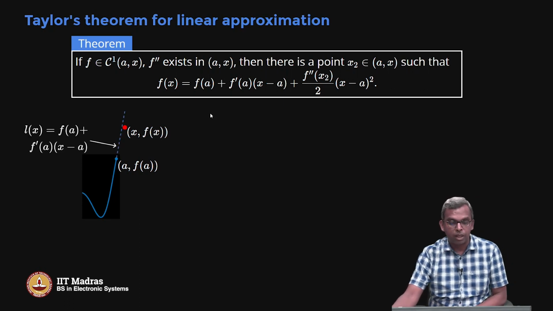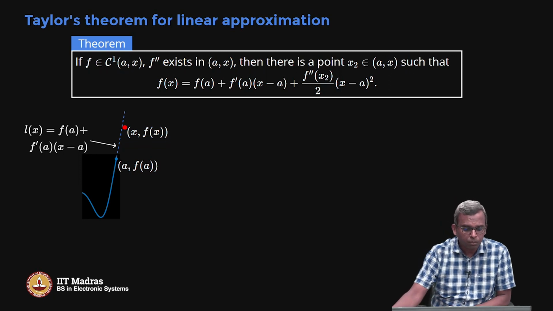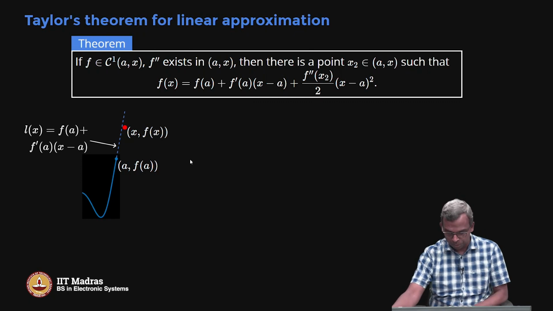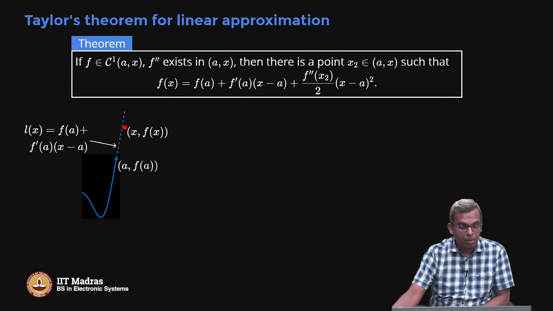Here is a little bit more of an explanation in terms of the error of the linear approximation. That is also important. From (a, f of a), if you know the derivative, my best bet is to do a linear approximation for the function. This is the linear approximation, the straight line f of a plus f prime of a times (x minus a). And then this will have an error.